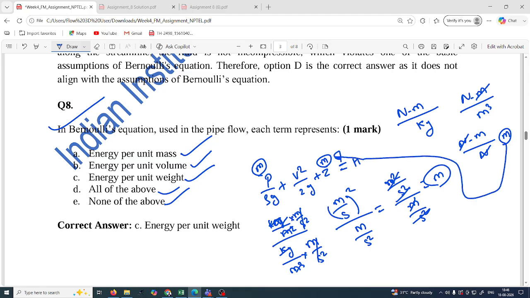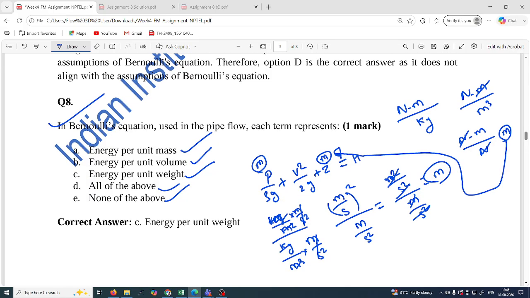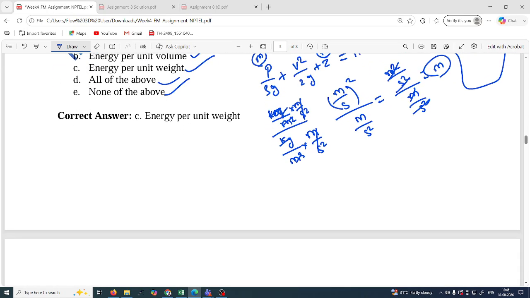So you can say very clearly these terms are energy per unit weight, but energy per unit mass you cannot say, and energy per unit volume you cannot say, as you can see here. So always remember, these are just a game of units, but you have to give the answer very precisely and carefully. Now let us move on to the next question, question number 9.